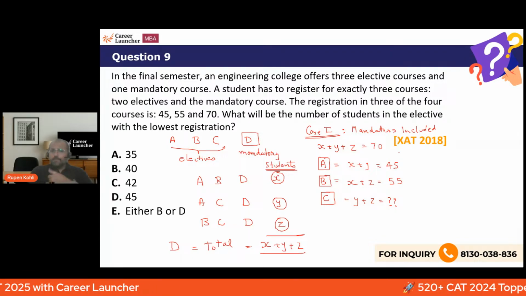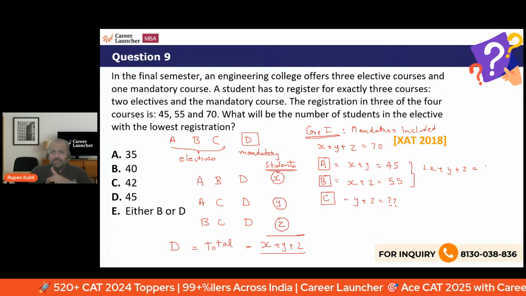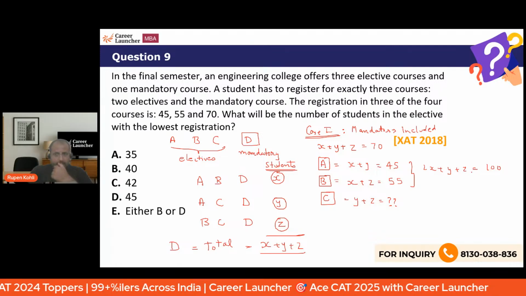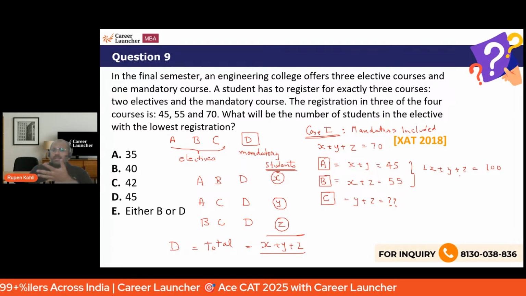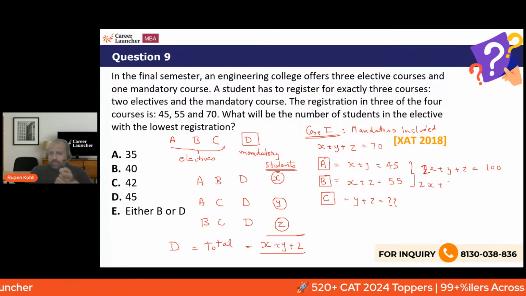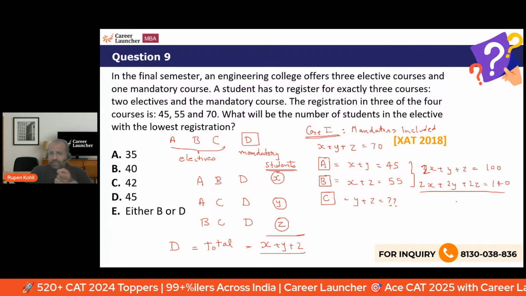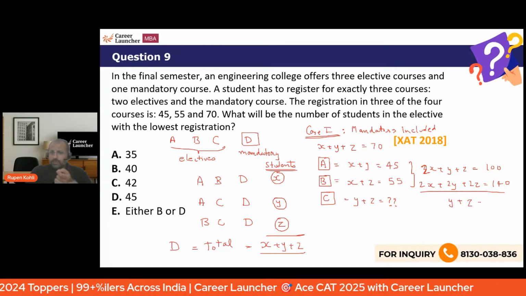We can solve that. If I add the equations for A and B, then I'm getting that 2x plus y plus z is 45 plus 55, which is 100, right? I'm trying to find y plus z. So to eliminate x, let me double the first equation so that I can eliminate x. So I get 2x plus 2y plus 2z is 70 into 2, 140. So subtracting that gives me the value of y plus z as 40.